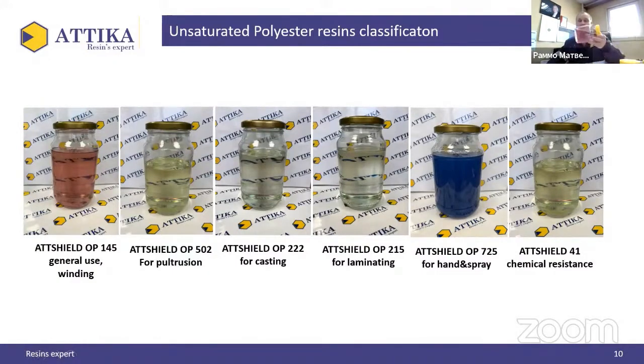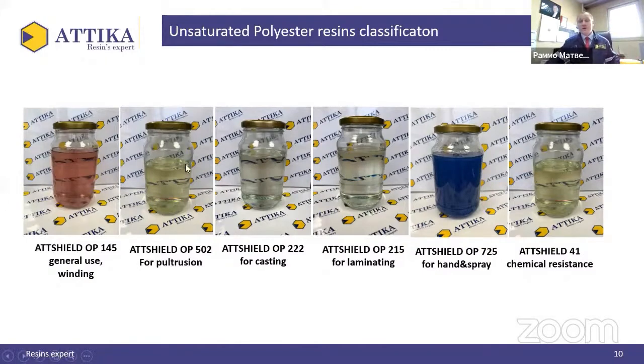These pictures I have already shown you, some of our resins, like orthophthalic with pre-accelerated unsaturated polyester resins. First is our main general industry resin, OP 145. OP means orthophthalic resins, and 45 means the gel time of the resin. The second resin is ATTSHIELD OP 502. It's widely used for pultrusion applications. You see, these are pultrusion profiles, and the last figure 2 means gel time. Very quick resin.